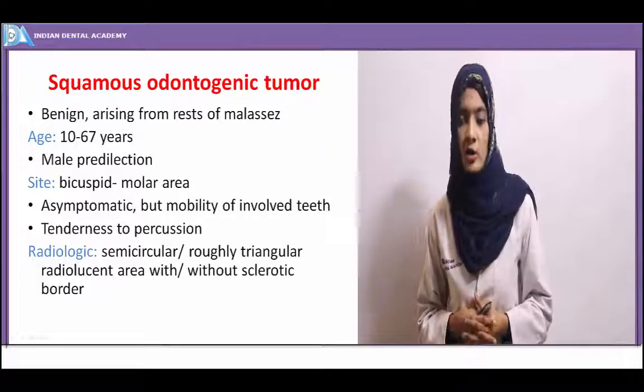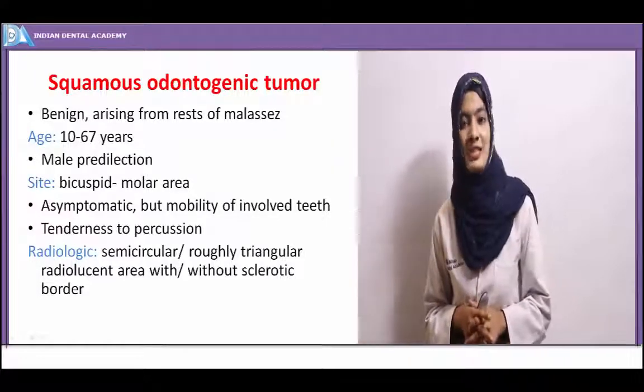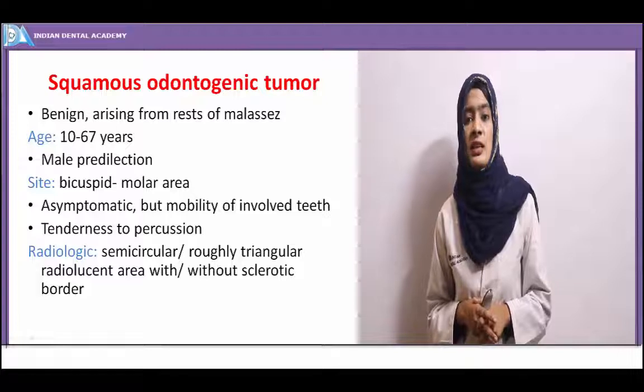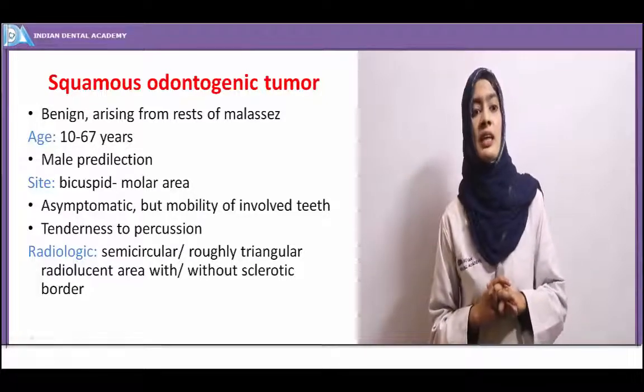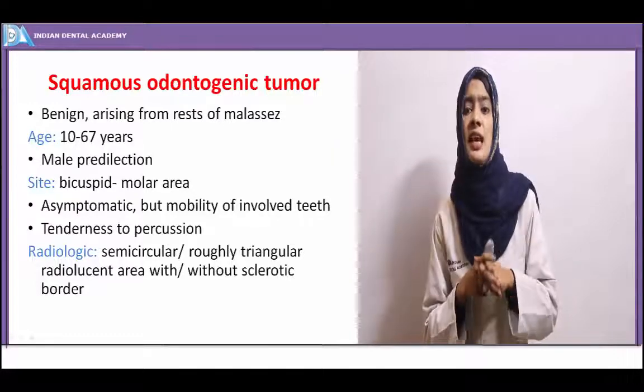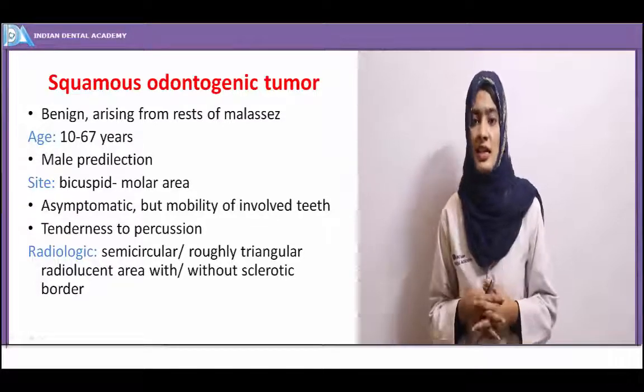So the treatment for adenomatoid odontogenic tumor is nothing but surgical excision or enucleation, which is curative. Because it is a benign neoplasm, there are fewer chances for metastasis and fewer recurrence cases.